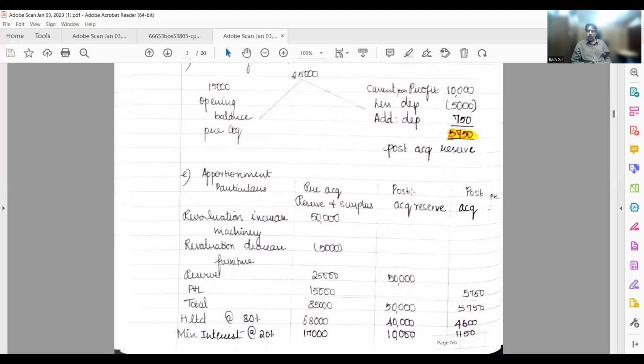But remember, all these numbers belong to the holding company 80% and minority 20%. So those are the next two lines. Holding company 80%, how much? 68,000, then 40,000, 4,600. And the next line, minority interest, take 20%: 17,000, 10,000, 1,150. That's it. Is that fine?